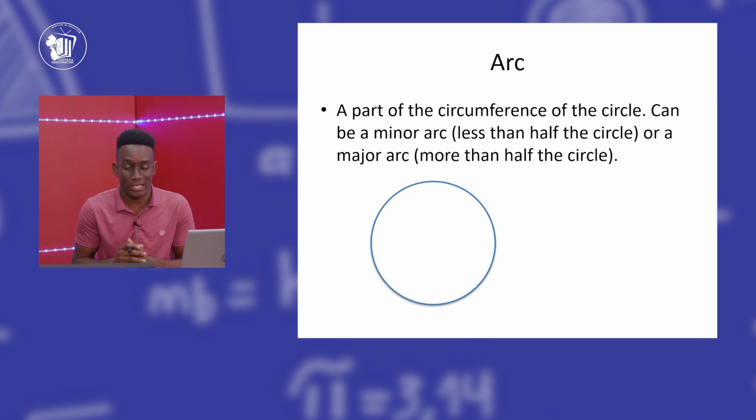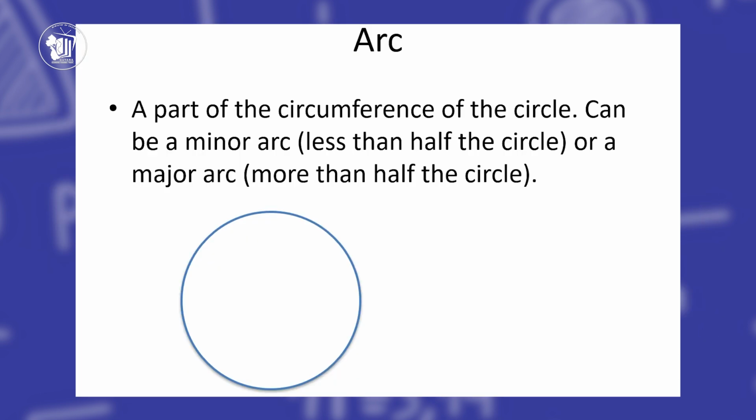So the next one would be the arc. So the arc is a part of the circumference of the circle. Now, the arc can be a minor arc or it can be a major arc. So just now we learned that the circumference is the distance around the circle. So the arc, you can consider to be just a piece of the circumference. So this part would be the arc of the circle. So you can have two arcs. In this case, this arc would be the minor arc. That is the smaller arc. And the blue part of the circle would be the major arc.